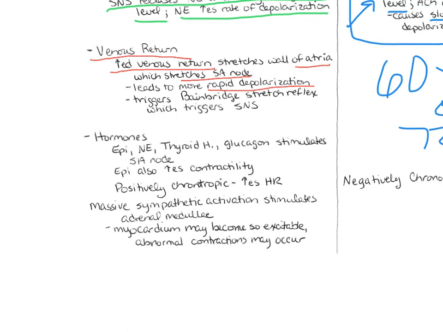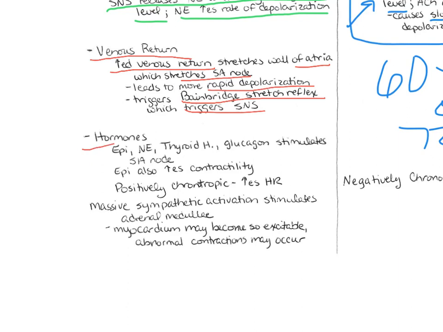A stretch of the SA node, we call that the Bainbridge stretch reflex. When the walls of the atria are stretching, they stimulate that SA node. That's going to trigger the sympathetic nervous system, and you're going to get an increased heart rate. That's called the Bainbridge stretch reflex. The SA node gets stretched, so it gets stimulated, and it's going to send out more action potentials per minute.